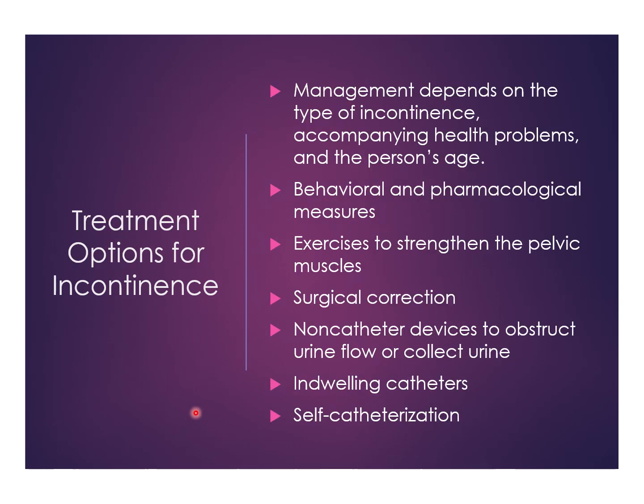So treatment options, typically management depends on the type of incontinence. So it's really important to understand what type of incontinence your patient is experiencing because the treatments that you recommend will be different. We also have to look at accompanying health problems as well as the person's overall age when we're managing these. So again, we have behavioral and pharmacological measures. If maybe we have someone with something like urge incontinence, we might give a medication to maybe reduce detrusor muscle activity. So maybe some sort of sympathetic stimulation or parasympathetic block medication might help with that.